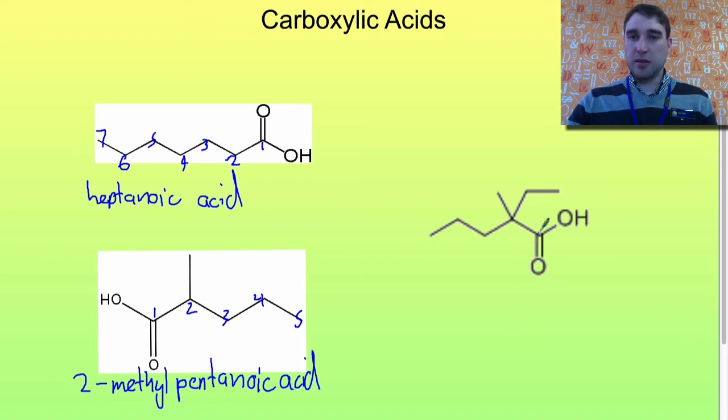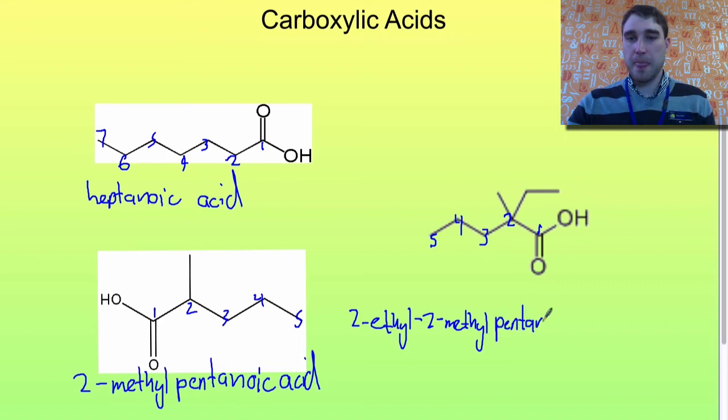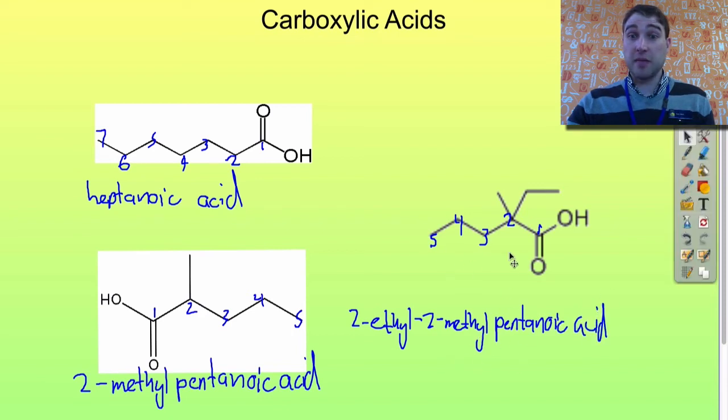This one over here, we're going to start numbering. So 1, 2, 3, 4, 5. That's our longest chain here. So on carbon 2, we've got a methyl group and an ethyl group. So the ethyl comes first in terms of naming. So it's going to be 2 ethyl, and on carbon 2 there's a methyl group as well. 2 methyl, and 5 carbons, so pentanoic acid. So our parent chain is a 5 carbon chain, so that means it's pentan, so pentanoic acid.